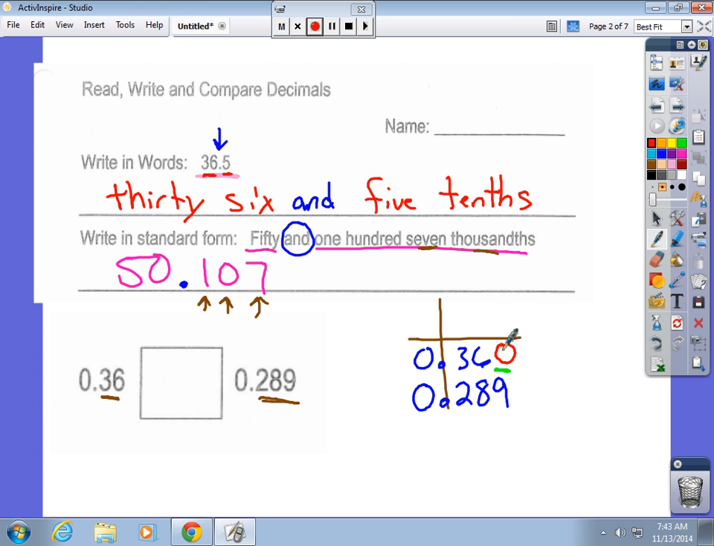We can put a 0 after a decimal any place we want. It doesn't change our value. Now I can clearly see that this is worth 360 and this is worth 289. Very easy to see which one is greater. You also could have looked here, noticing that the zeros had the same value, so you go to the next place value, 3 and 2. 3 is definitely greater than 2, so that works. Or 360 is greater than 289, so 36 hundredths is greater than 289 thousandths.